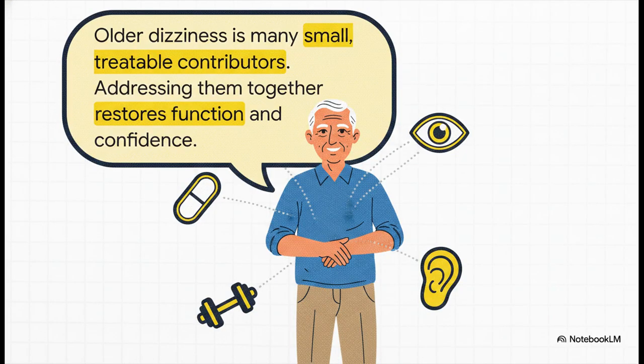And just like that, that brings us to the end of our 3-part journey. We started by reframing our whole understanding of dizziness. Then we walked through a practical bedside workup, and now we've landed on this actionable parallel treatment plan. I think the key message, really, is that dizziness in older adults is rarely one big thing. It's a bunch of small, treatable issues that when you tackle them together can really give someone their function and their confidence back.